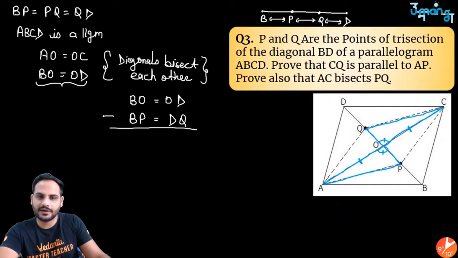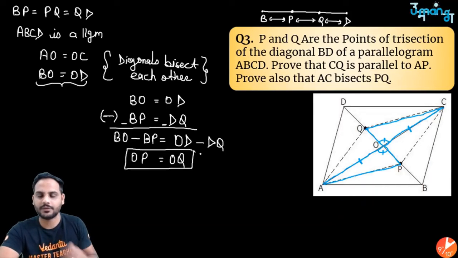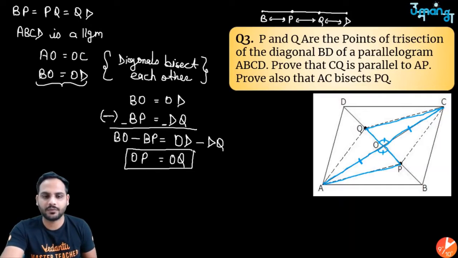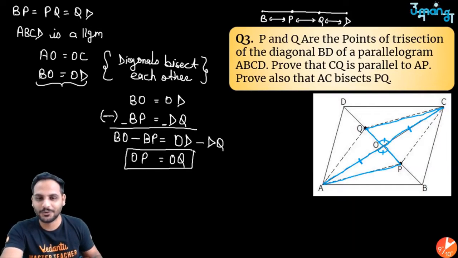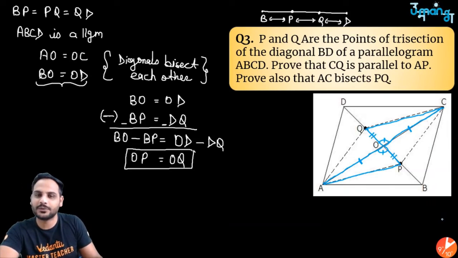एक काम करो बेटा, सबट्रैक्ट बोथ द इक्वेशंस. So if I subtract these two equations, what I will be getting? I will be getting BO minus BP is equal to DO minus DQ. अब देखो, from BO, if I subtract BP, I am left with OP. And here, from DO, if I subtract DQ, I am left with OQ. So we have got OP is equal to OQ. Once we know that OP and OQ are also equal to each other, both the triangles can be proved congruent very easily.